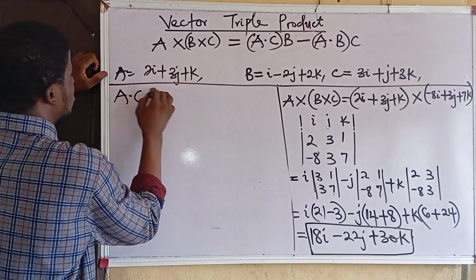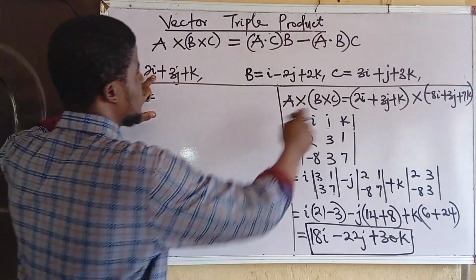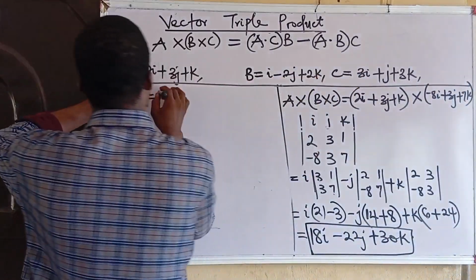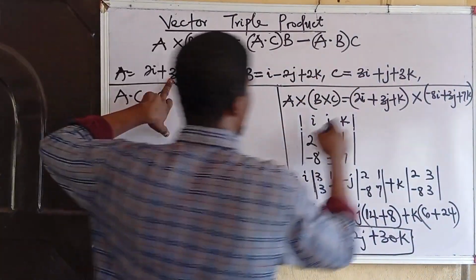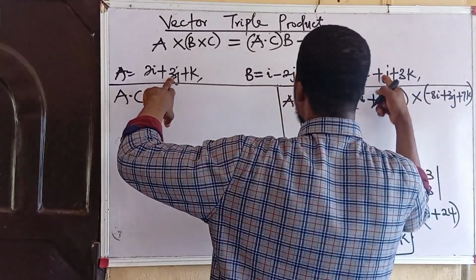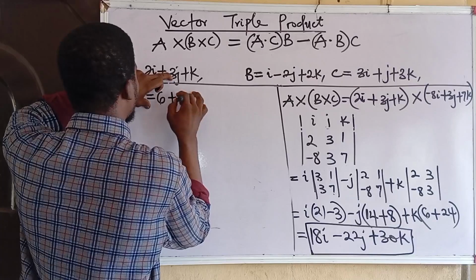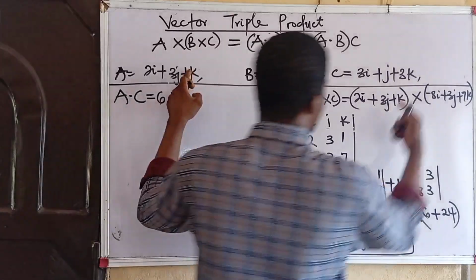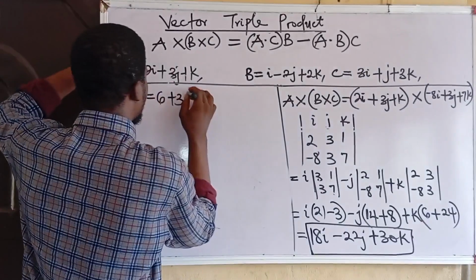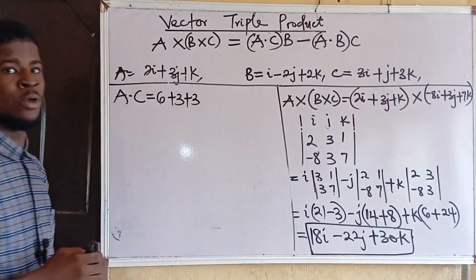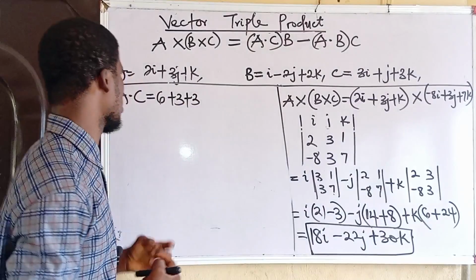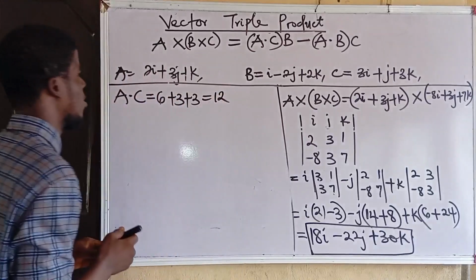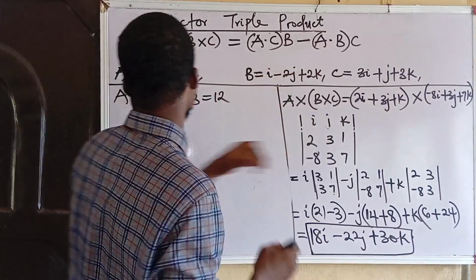The dot product of A and C, first of all, is this. This is A, this is C. So I'll be doing 2 times 3, that's 6. 3 times 1, that's 3. 1, which is the coefficient of k, times 3 is 3. That's how to do dot product. Multiply respective coefficients. 6 plus 3 plus 3 is 12. So this is 12.